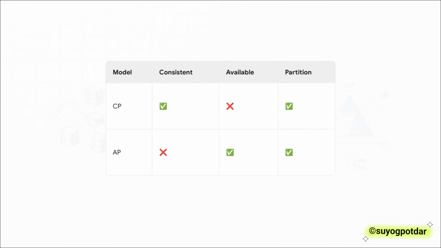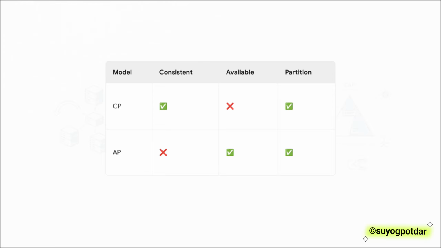Now, as our data spreads across multiple servers and regions, we hit a fundamental, unbreakable law of distributed systems, the CAP theorem. It states you can only guarantee 2 out of 3 things: consistency, availability, and partition tolerance. Because network failures, or partitions, are just inevitable in the real world, you always have to have partition tolerance. There's no getting around it.